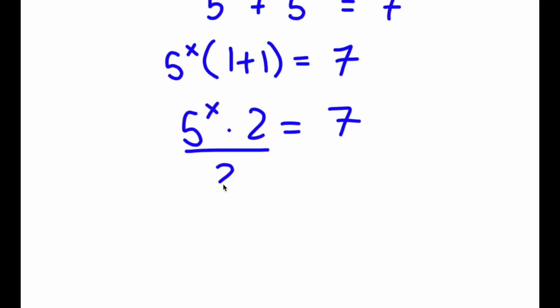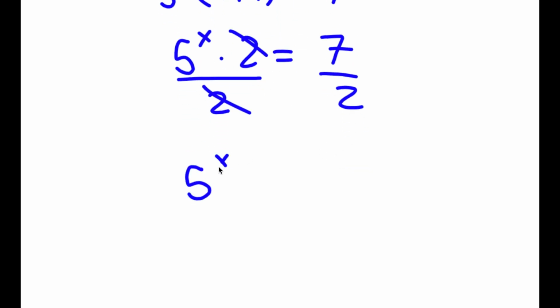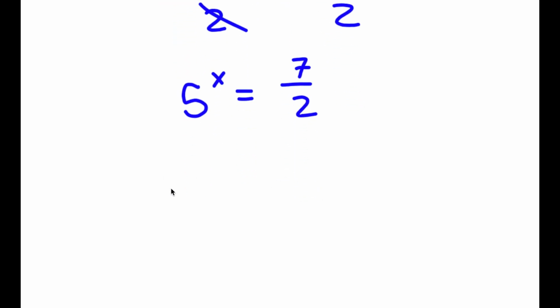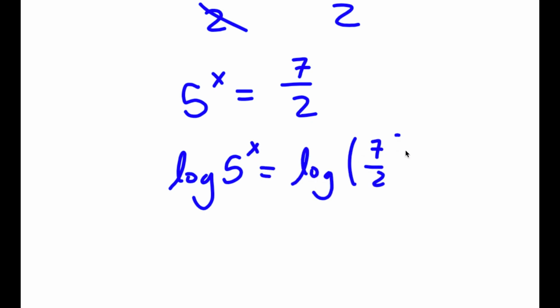And now I can divide both sides by 2. So then these two cancel out, and now I have 5 to the power of x is equal to 7 over 2. Now if I take the log on both sides, I have log 5 to the power of x is equal to log 7 over 2.